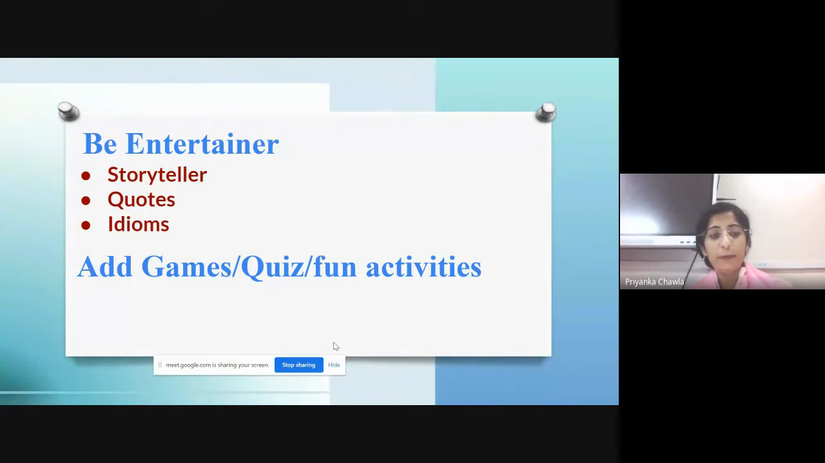If you want to make a proper connection with the audience, then it is necessary that you should be an entertainer. I'm not saying you have to act like an actor or perform some comedy show. No, you should tell with the help of a story. Students or people will connect with you if you are a good storyteller. Use as many quotes, as many idioms as possible, so that people can connect with you, right? Add games, quizzes, fun activities with your ICT tools during your session. Okay.